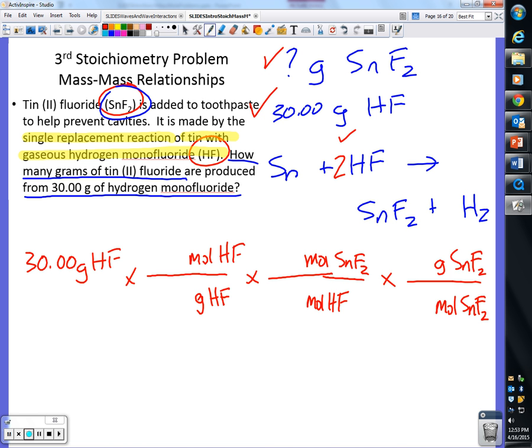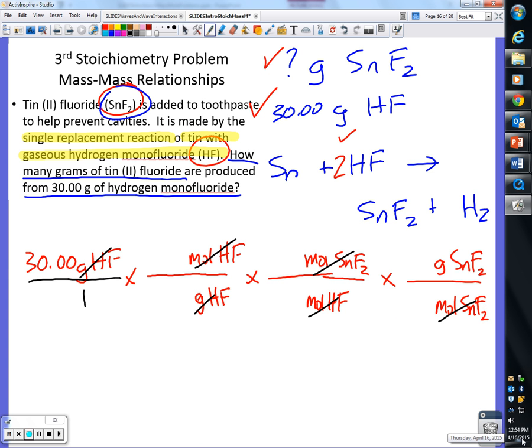So now, let's go through this mathematically, even though we don't have any numbers in here, to make sure we get where we need to get. Remember, we can put that over 1 if we need to, just to turn it into a fraction. Grams of HF on the top of a fraction here, grams of HF on the bottom. What are they going to do? They're going to cancel. Moles of HF here, moles of HF here, they're going to cancel. Moles of tin fluoride, moles of tin fluoride.